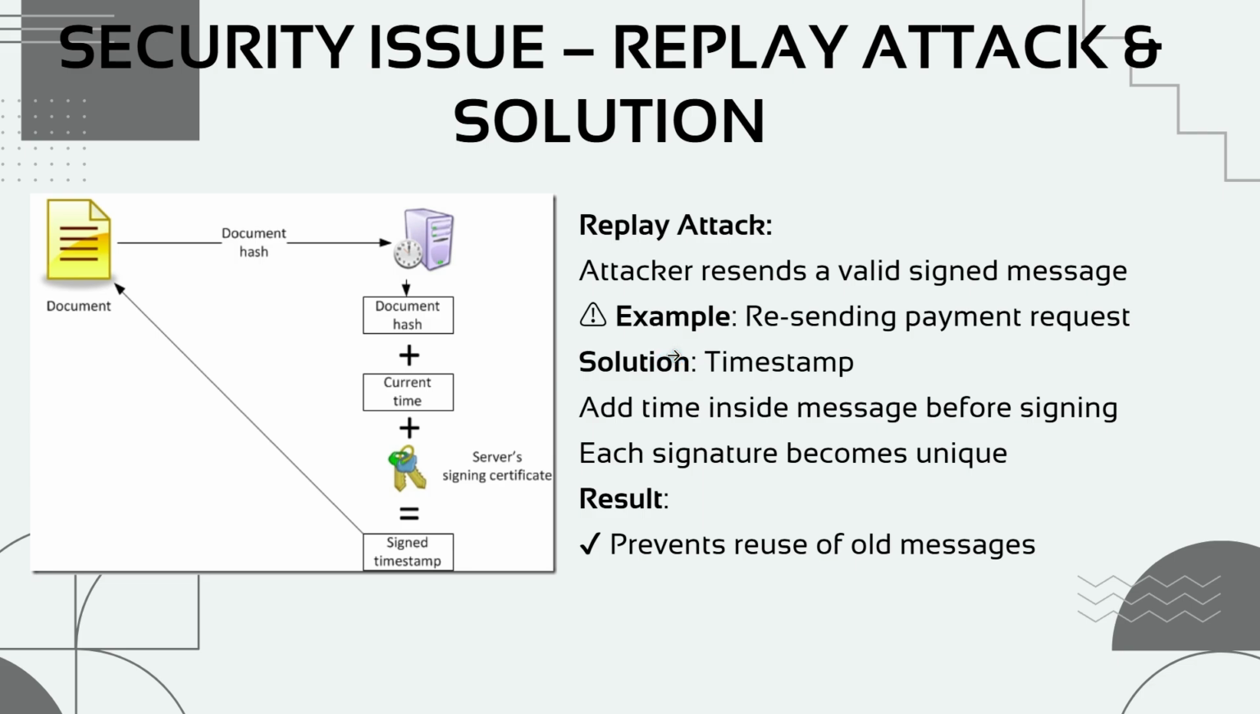Security issue: replay attack and solution. In a replay attack, the attacker resends a valid signed message, for example, resending a payment request. That is very dangerous. The solution is a timestamp, adding time inside the message. The sender sends the document hash plus the current time, so each signature becomes unique. This prevents reuse of old messages.